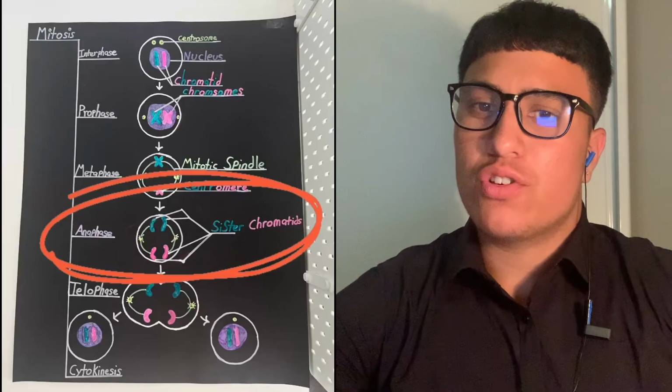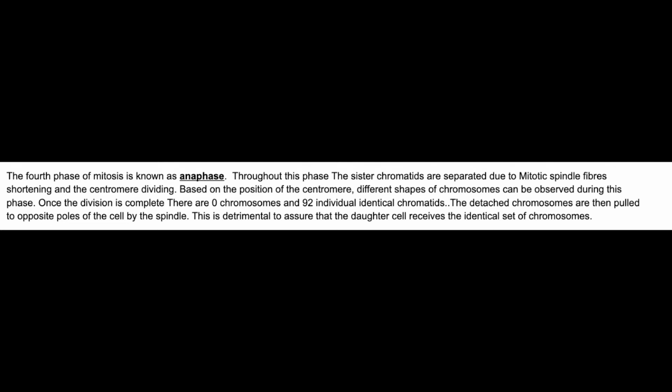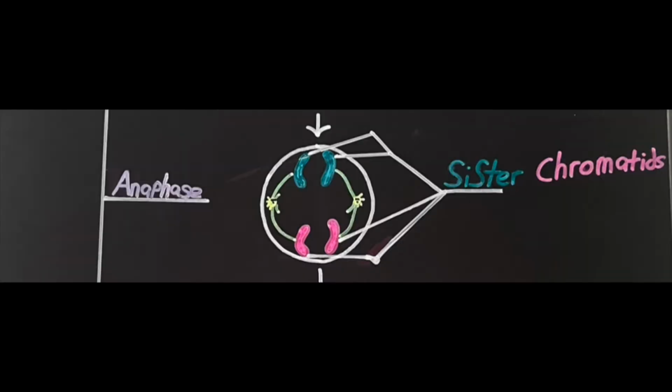The fourth phase of mitosis is known as anaphase. Throughout this phase, the sister chromatids are separated due to the mitotic spindle fibers shortening and the centromere dividing. Based on the position of the centromere, different shapes of chromosomes can be observed during this phase. Once the division is complete, there are 0 chromosomes and 92 individual identical chromatids. The detached chromatids are then pulled to opposite poles of the cell by the spindle. This is vital to assure that the daughter cells receive the identical set of chromosomes.